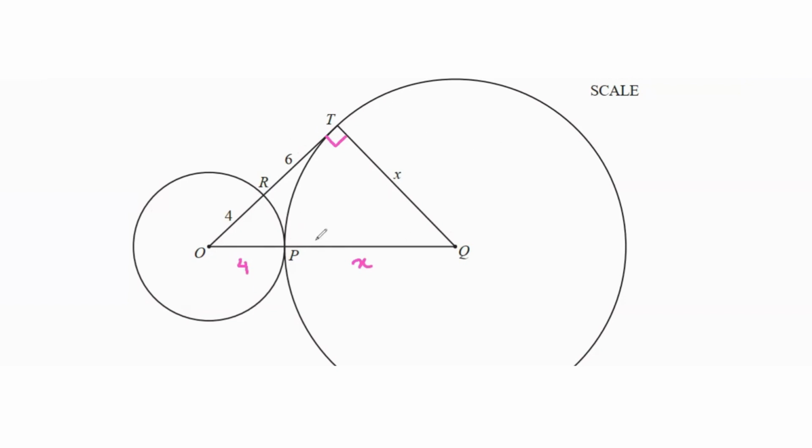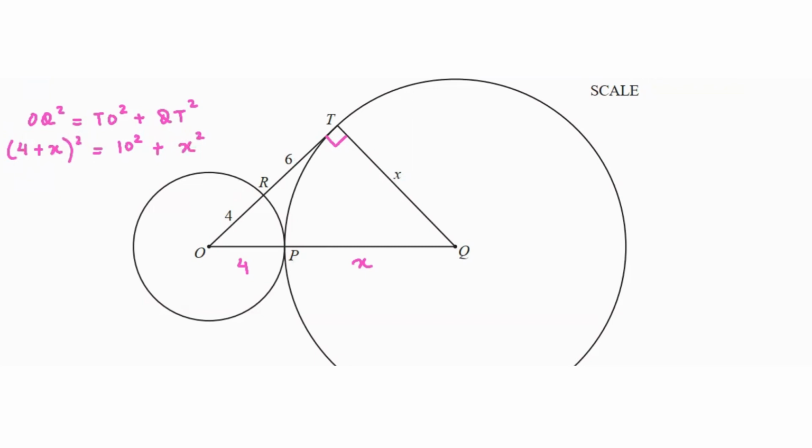So since it's a right angle triangle, we can apply Pythagoras and say that OQ square is equal to TO square plus QT square. The square of the hypotenuse, which is OQ, equals the square of the opposite and the adjacent. So that's going to be 4 plus x, whole square, because OQ is this. OT is 4 plus 6, which is 10 square. And QT is x, so x square.